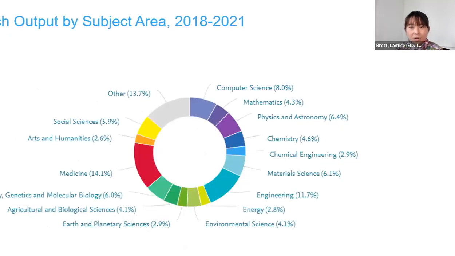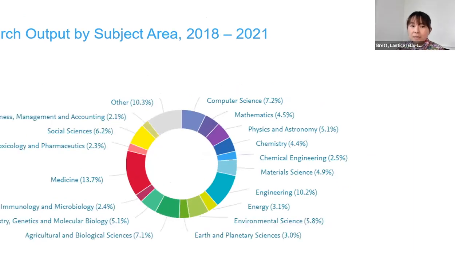This is the world's research output by subject area, analysis based on 2018 to 2021 data from Elsevier. Medicine is the biggest subject area, followed by engineering and computer science. And here's analysis based on research output from Africa. Medicine, engineering, and computer science are still the three biggest subject areas. Elsevier's tool is very powerful and allows us to deep dive into the performance of specific subject areas, institutions, and researchers.